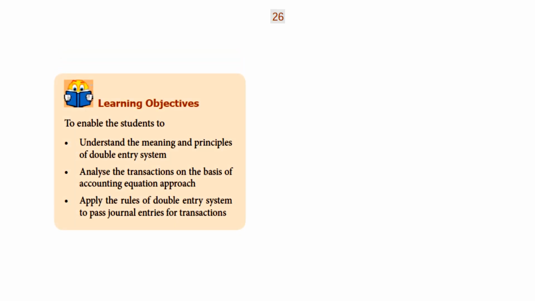Learning objectives: to enable the students to understand the meaning and principles of the double entry system. We will learn clearly what the double entry system is and how to record transactions under it. Analyze the transaction on the basis of the accounting equation approach. There are certain equations we will learn here. Apply the rules of double entry system to pass journal entries for transactions. There are certain rules for the double entry system, and we will learn those rules and pass journal entries. After that we will start doing journal.